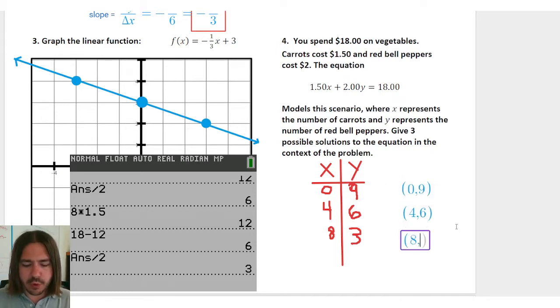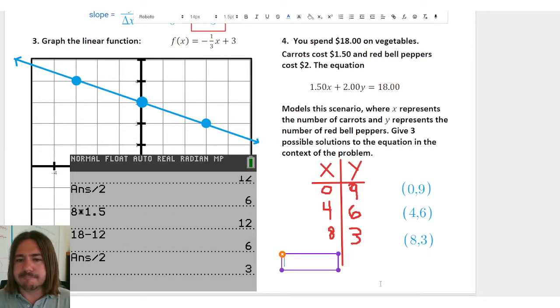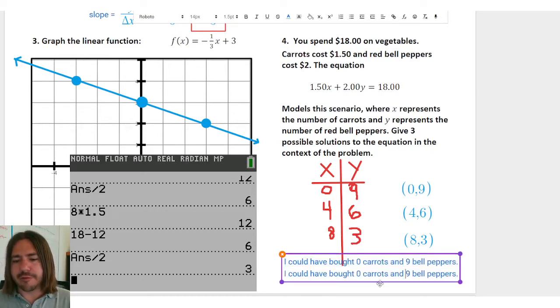And as far as reporting these in the context of the problem, one way to say this would be, I could have bought 0 carrots and 9 bell peppers, right? Or you could say the same thing about buying 4 carrots and 6 bell peppers. And finally, the last one, you could have bought 8 carrots and 3 bell peppers.